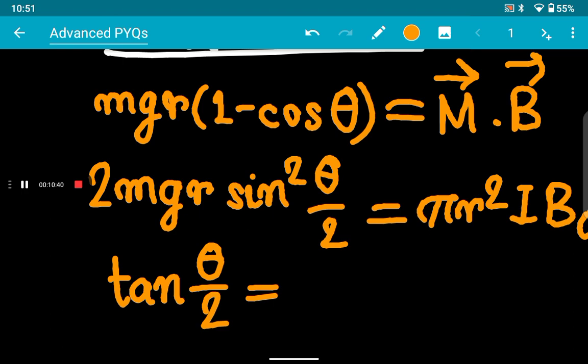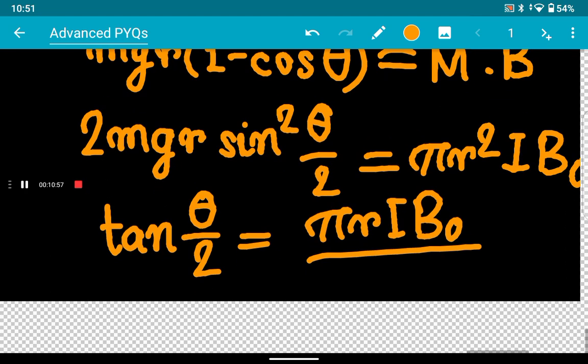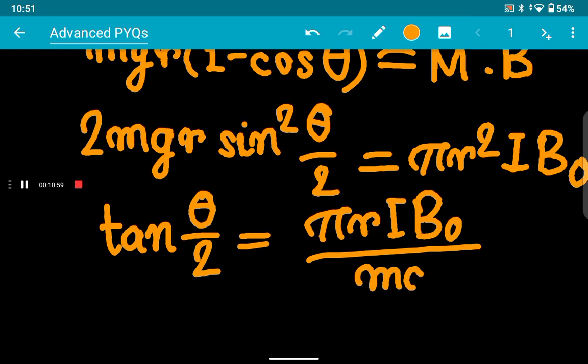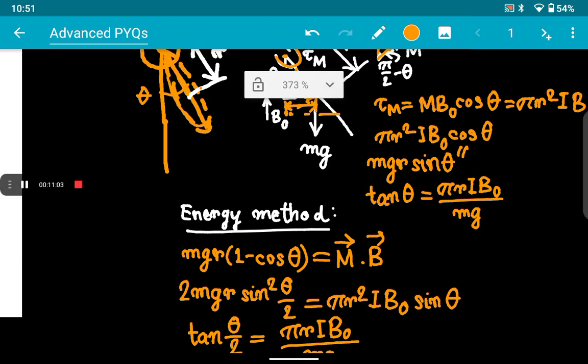If you do not know the formula, kindly go and see it. So tan theta by 2, this will be nothing but pi r square. No, the r square won't be there. This r and this r square, 1 r will cancel, divided by this 2 is also cancelled. So this is mg.